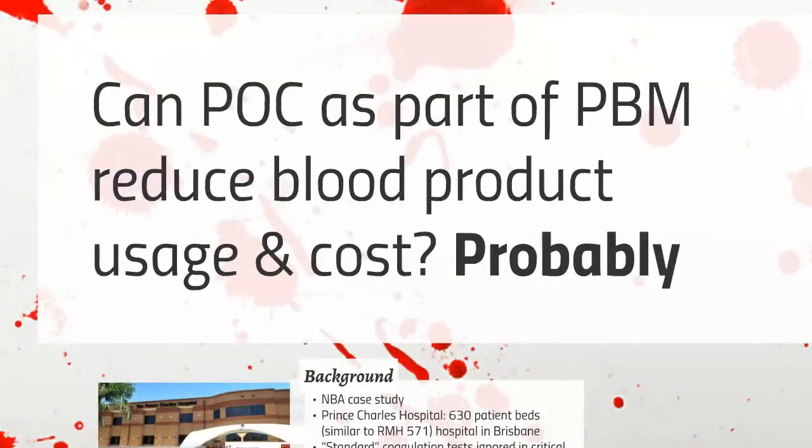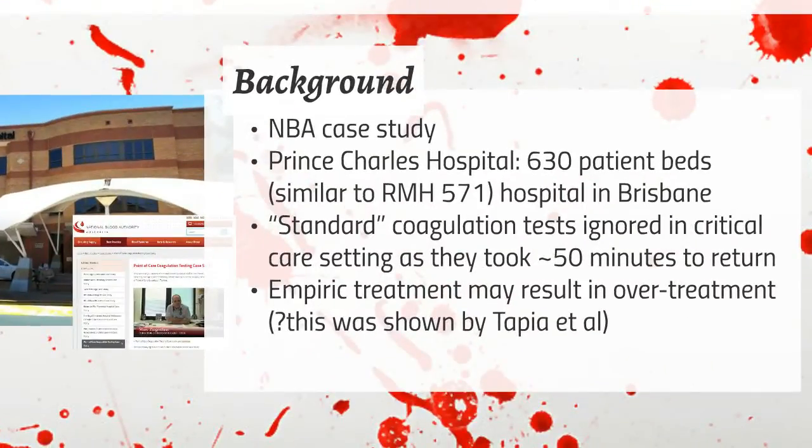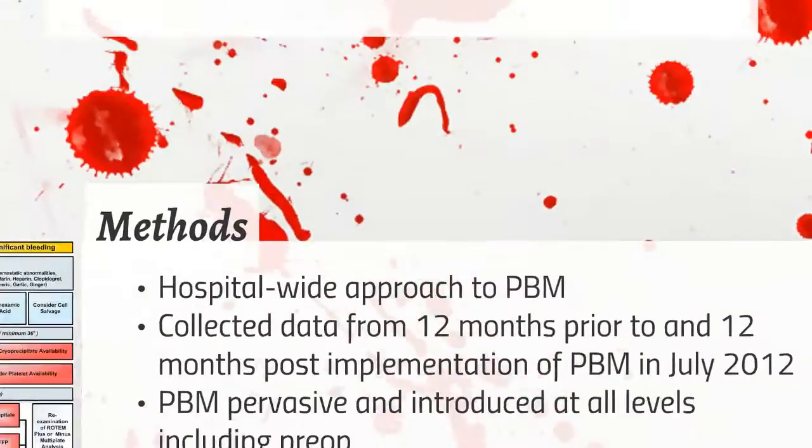So can point of care be used as part of PBM to reduce blood product usage and cost? Well, the answer is probably. There's a case study that's on the NBA website. They put a lot of work into it. It's well worth a read. They have videos. It's at Prince Charles Hospital, and it's a similar size to RMH. They just found that they were routinely ignoring standard coagulation tests. They just took too long to come back, and they felt that they were empirically treating people, and there's a known risk of overtreatment with that and the risks associated with that.